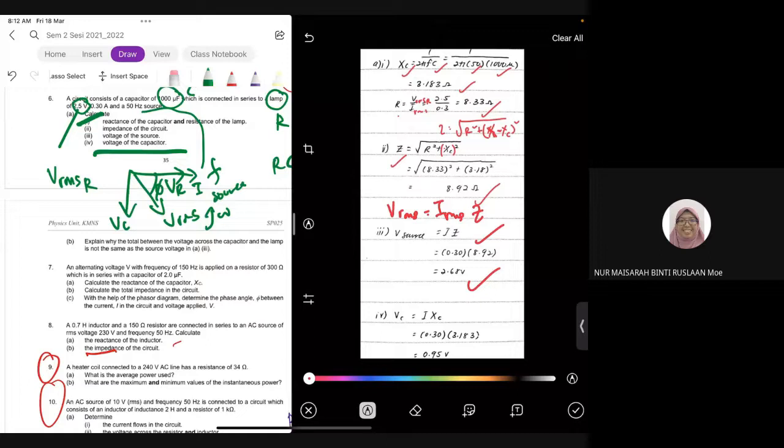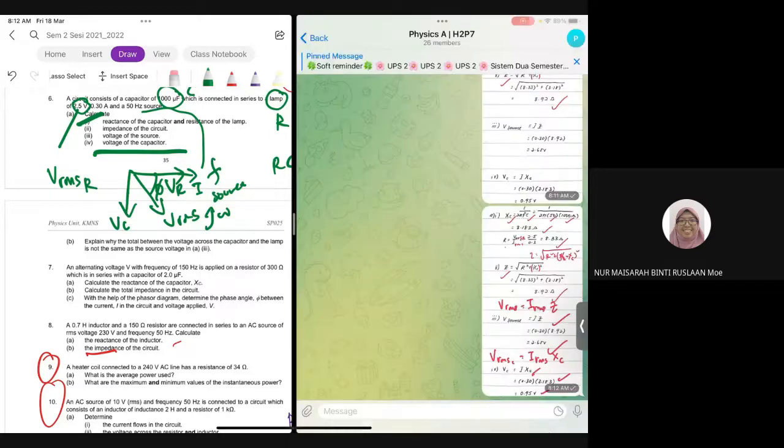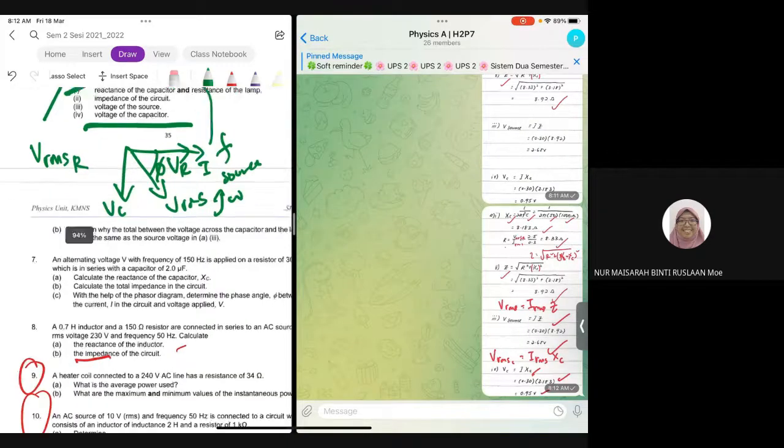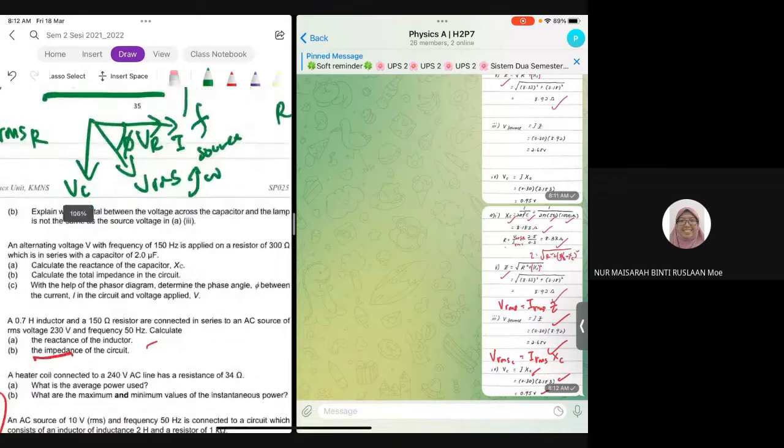So dia minta you cari VRMSC. So sama dengan I RMS XC. So IRMS 0.3, XC you already find dari atas, so you dapatlah 0.95 volt. Okay, bagus, betul. Alright, soalan number B, they ask you to explain why the total between the voltage across the capacitor and the lamp are not the same.